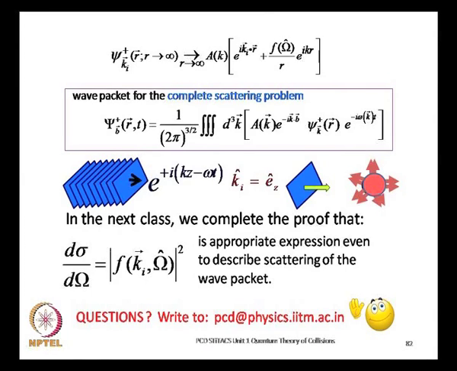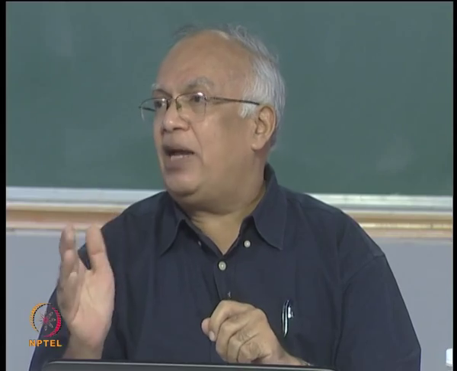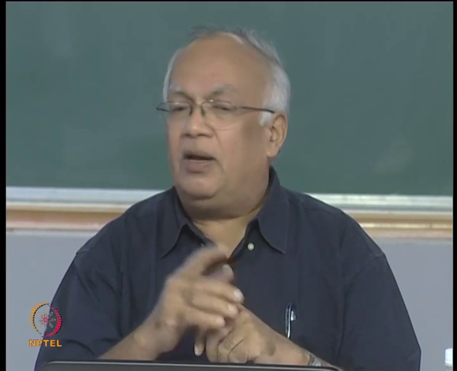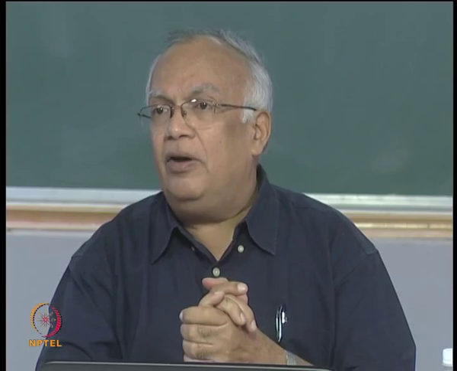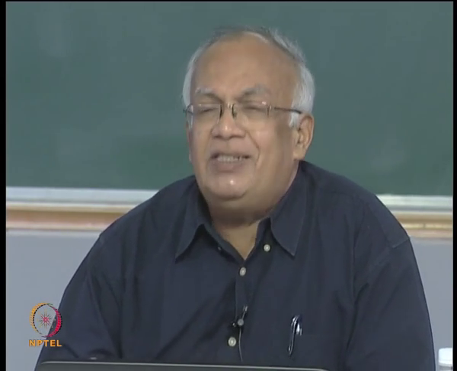We will have to take that into account, and since we are out of time, I will stop here. In our next class I will complete the proof that with this wave packet, which takes into account the impact parameter, for the complete scattering solution, the relationship d sigma by d omega equal to the square of the modulus of the scattering amplitude is still valid. This is the relationship that we set out to prove, which we started in our previous class. We are almost there, but in the next class we will complete the proof.